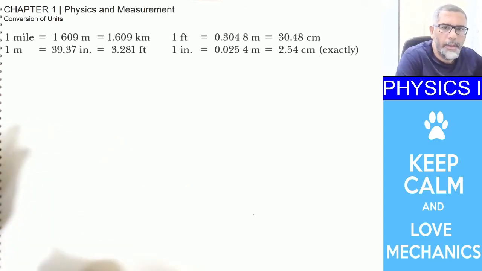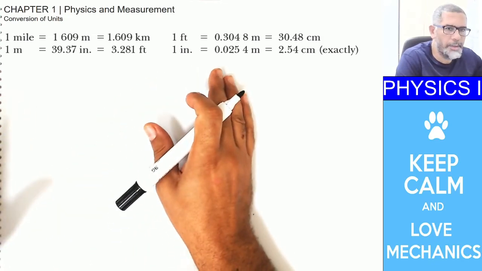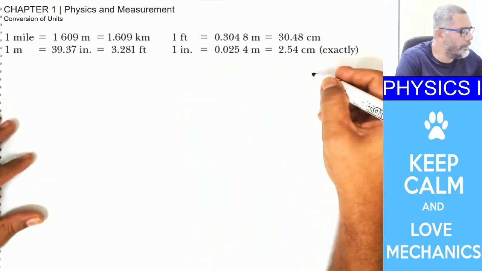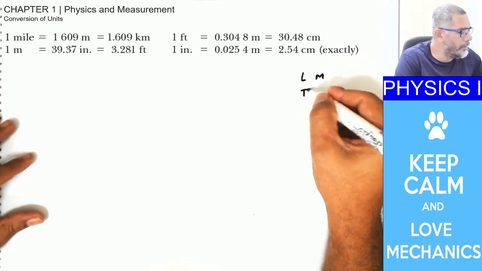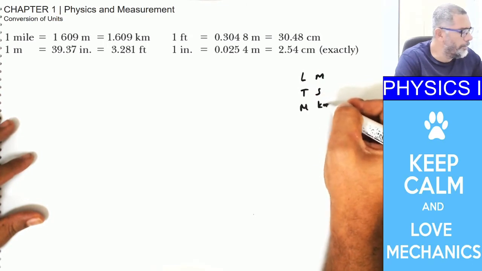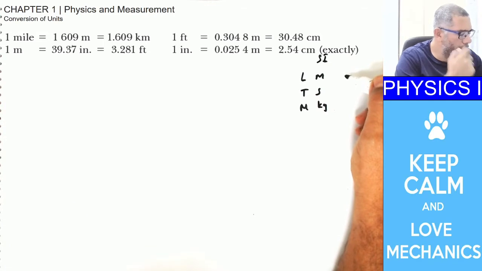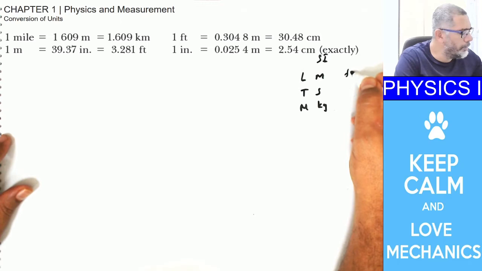Okay, so let's look at some conversion problems. I said that there are different unit systems, and one of them is the SI unit system. In the SI unit system, we measure lengths in meters, time in seconds, and masses in kilograms. This is SI, but there is also the US customary unit system. Lengths are in feet, time in seconds, and masses are in slugs.